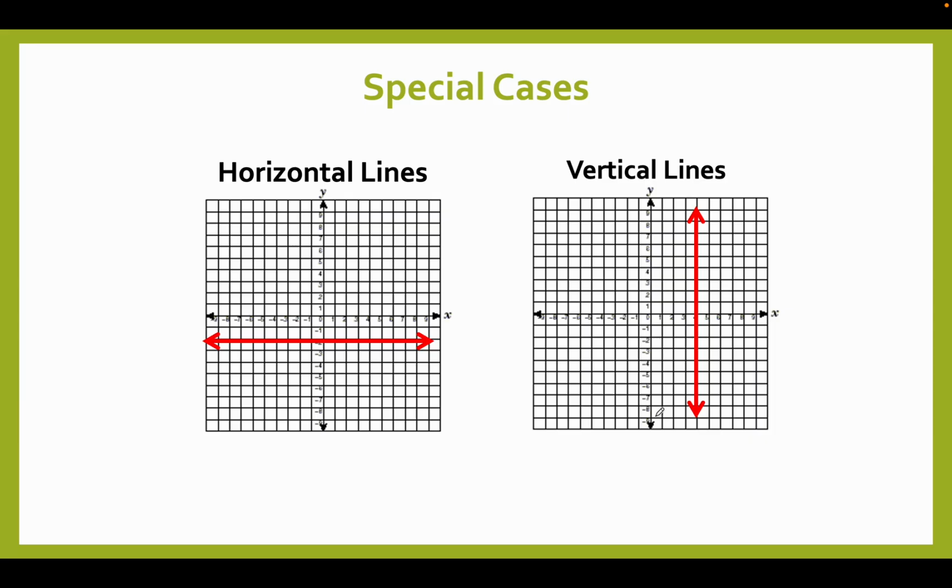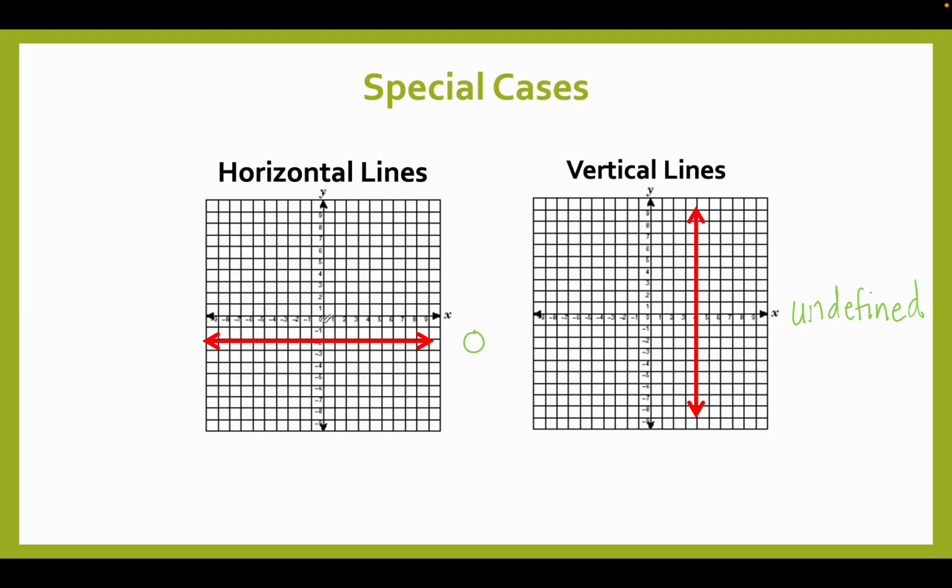In special cases, we have horizontal lines and vertical lines. We mentioned yesterday when we learned about slope that the slope of a horizontal line is 0 because there is no rise and it's only going right and left, no increasing in the y value. The slope of a vertical line is undefined. When we write the equations of these lines, they look a bit different from the equations of other lines.